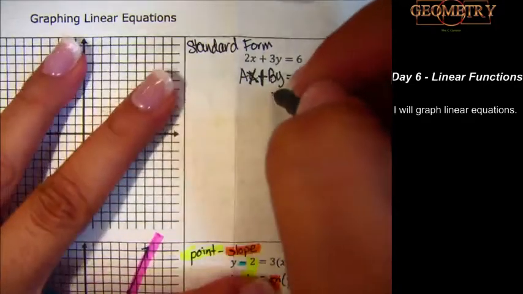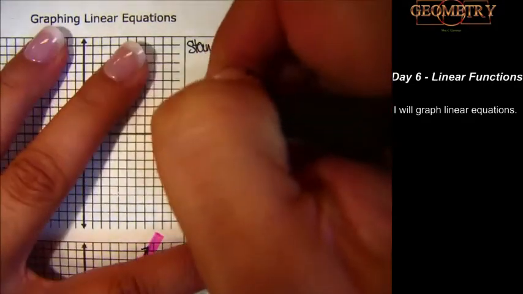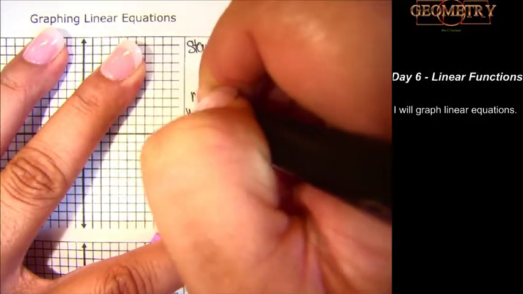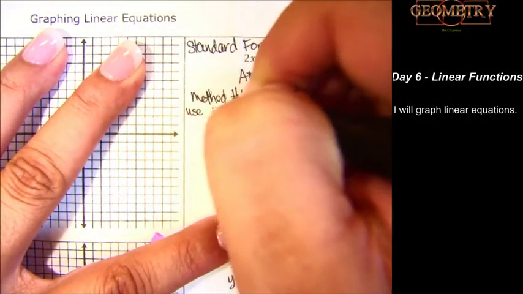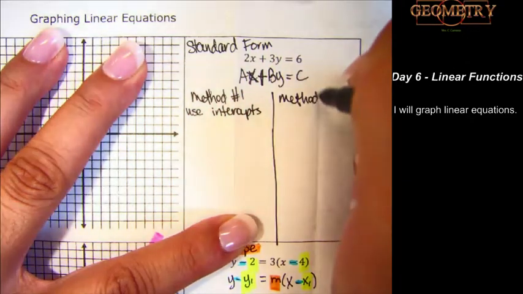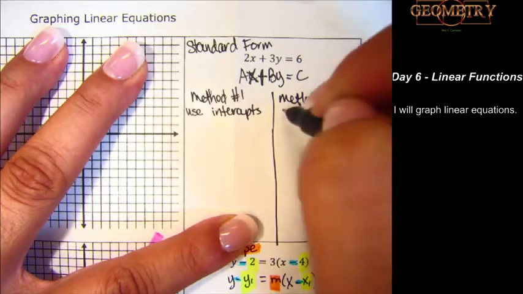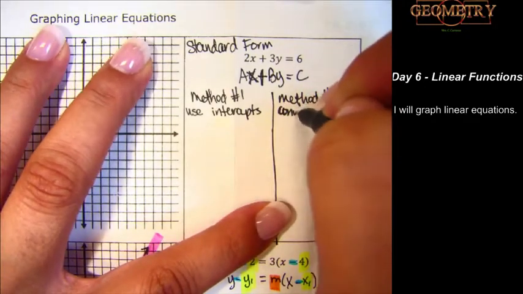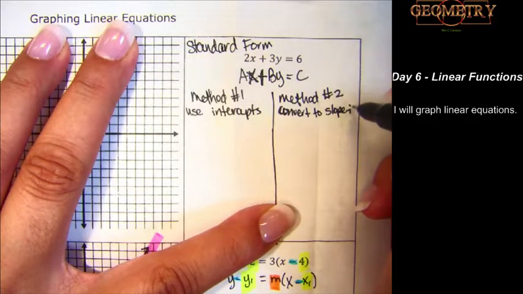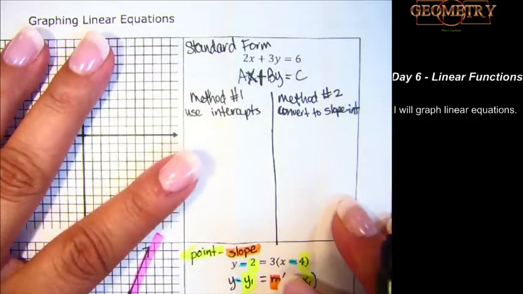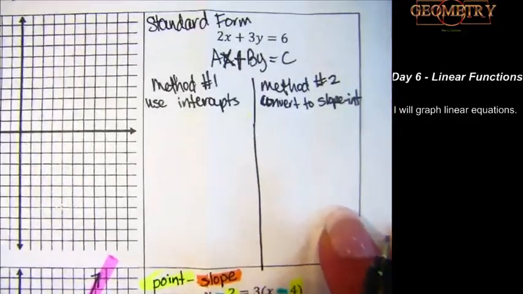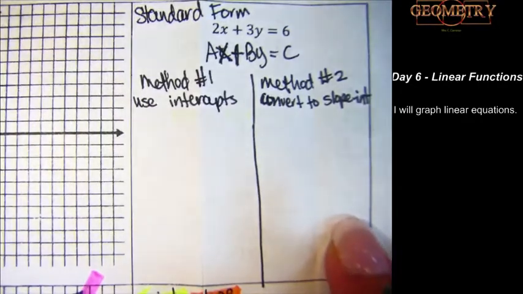We have two methods for graphing it. Method number one is going to use intercepts. And method number two is going to convert this equation to slope-intercept form. And then it becomes a slope-intercept thing, and you know that process. So let's talk the intercepts first.